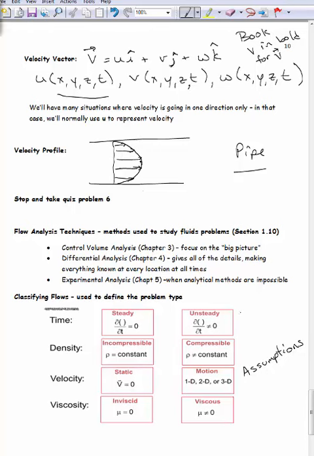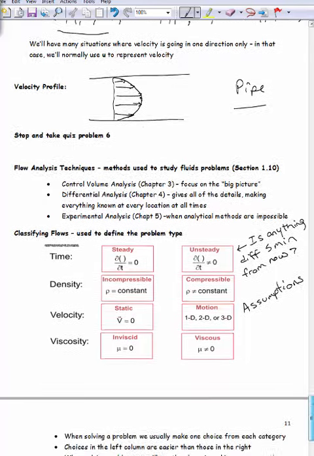So remember, with the steady versus unsteady, something to remember on this is anything different? So ask yourself the question, is anything different 5 minutes from now? If so, it's unsteady. And it's much more difficult for us to solve if it's unsteady.